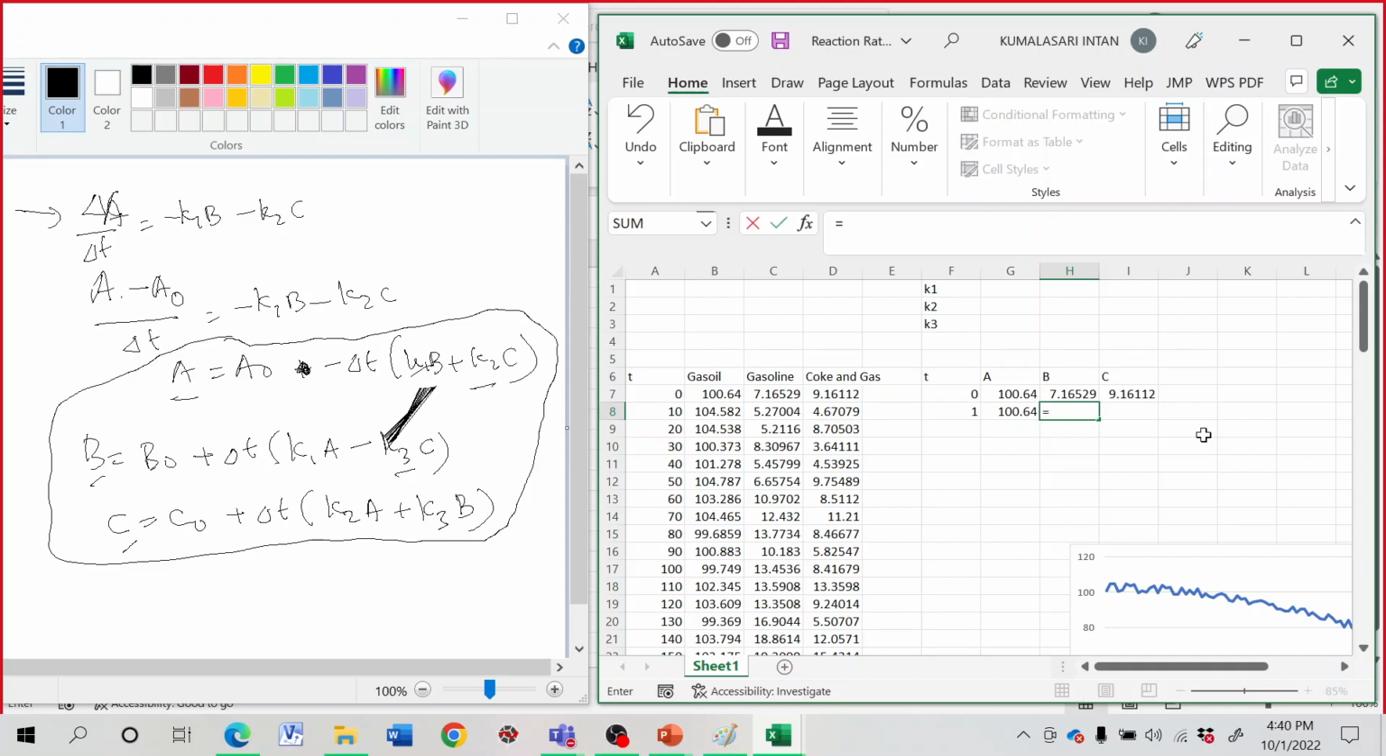And then the same with B. You can also say B equals B0 plus delta T times K1 times A minus K3 times C. And then C0 plus delta T, we do it in this way so that you understand how it works, times K2 times A plus K3 times B, right?